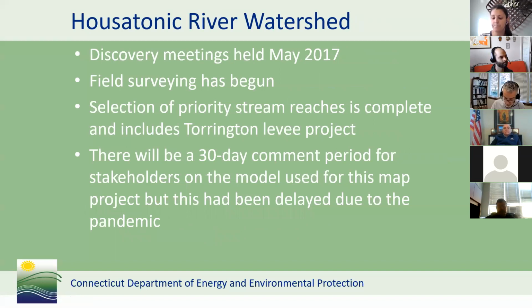All right, so Housatonic is a really big region. As you can see, it's 54 towns. Again, a lot of people above you, north of you, a lot of the towns toward the Mass border. It's taken a little longer for this watershed to get going. So they've had some discovery meetings. They've done field surveying. USGS is your contractor, which is good. And they've decided on priority reaches in streams. But again, they haven't gotten farther yet.